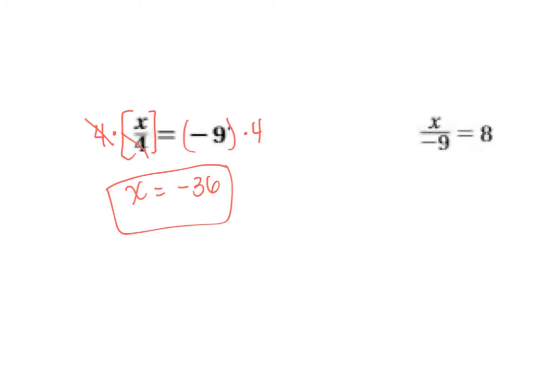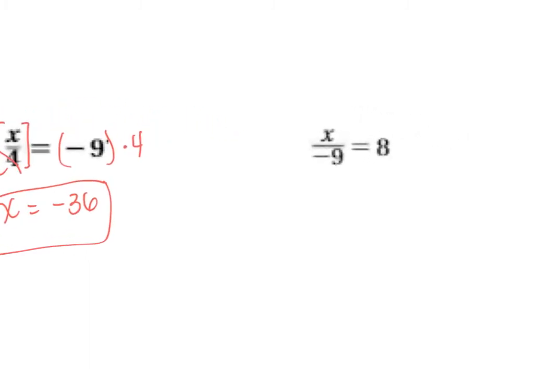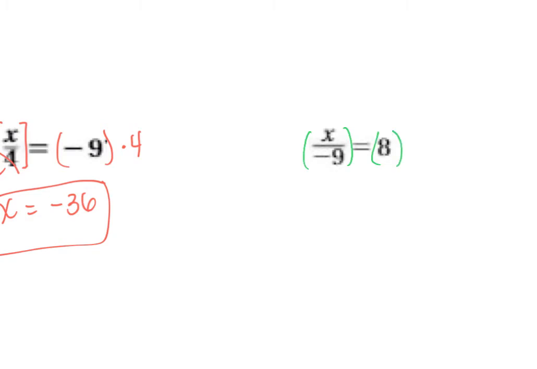And for this one, for x divided by negative 9 equals 8, well, we want to get the x alone, and the number next to the x is divided by negative 9, so we're going to multiply by negative 9. What we have to do to that side, we have to do to the other. So let's multiply them. These cancel, x becomes alone, and we've got 8 times negative 9, which is negative 72.